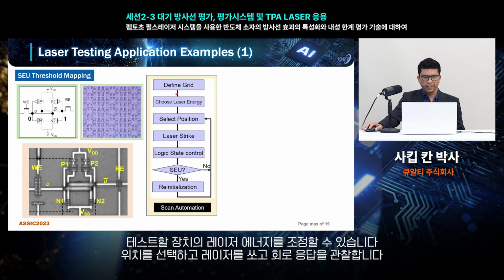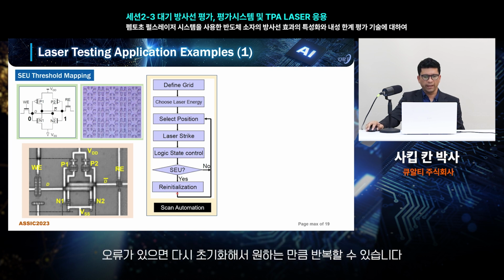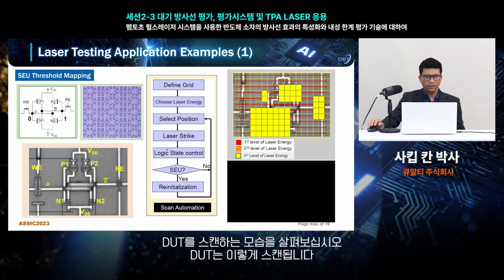We can choose the laser energy at which the device is to be tested. You can select the position, strike the laser, observe the circuit response, and reinitialize if there's an error, and then we can repeat it as long as we want. This is how the scanning of the DUT looks. So the DUT is scanned like this.